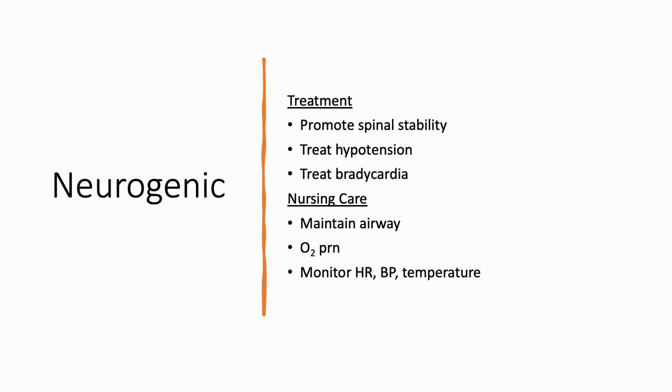The treatment for neurogenic shock involves promoting spinal stability to prevent further injury, treating hypotension with fluids and vasopressors to maintain adequate blood pressure. You want to treat the bradycardia, often with medications like atropine or a pacemaker if necessary. Nursing care includes maintaining the patient's airway and providing oxygen as needed. We want to monitor the heart rate, blood pressure, and temperature closely to detect any changes or complications.